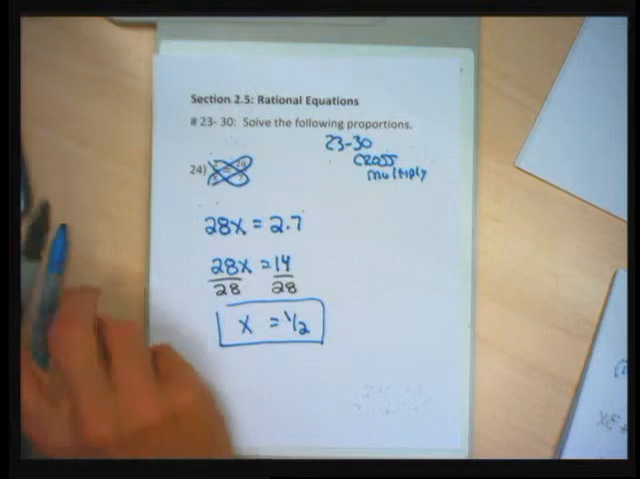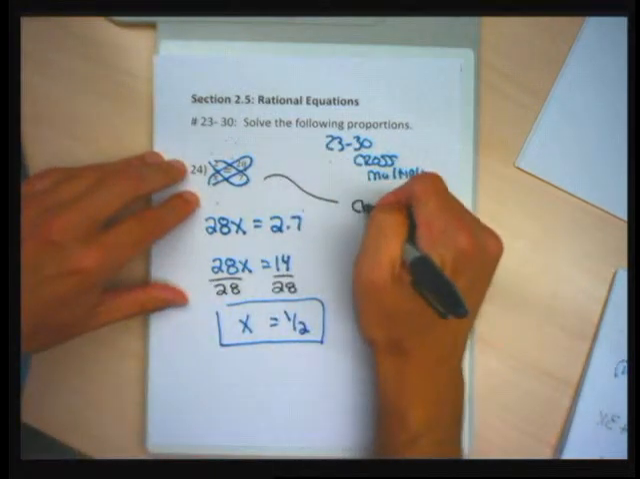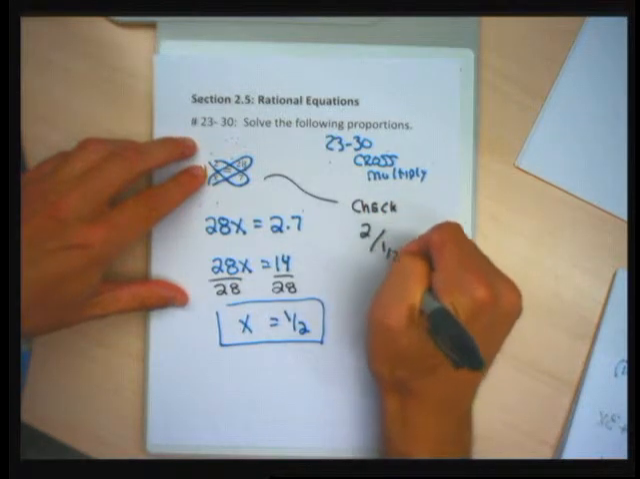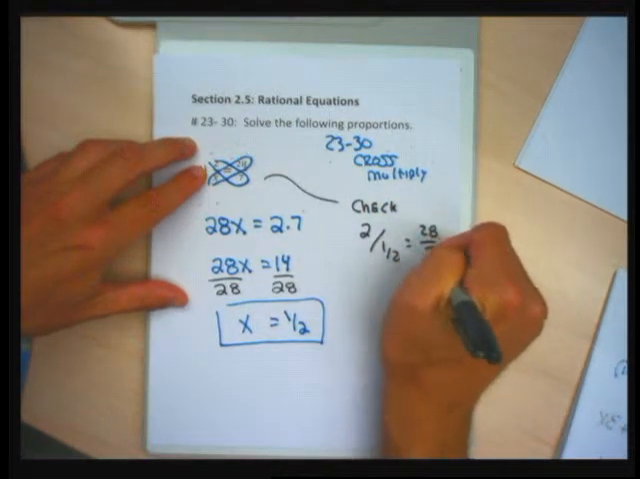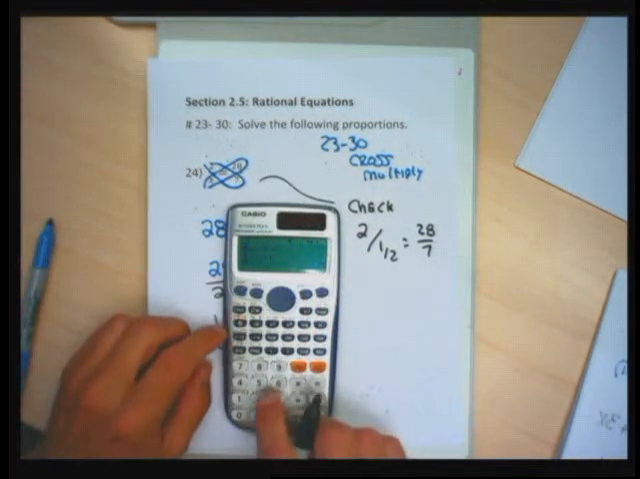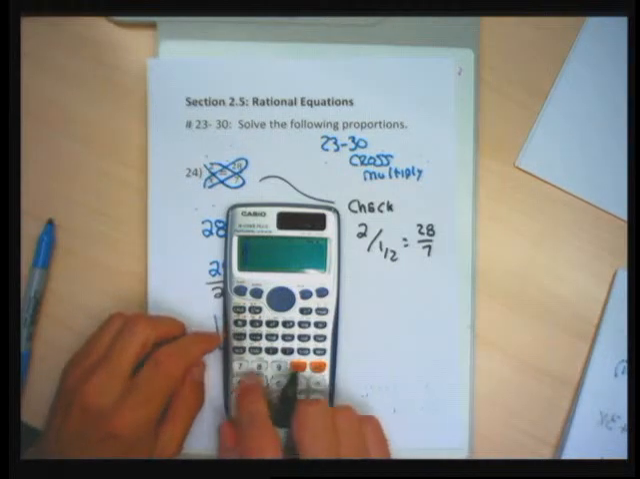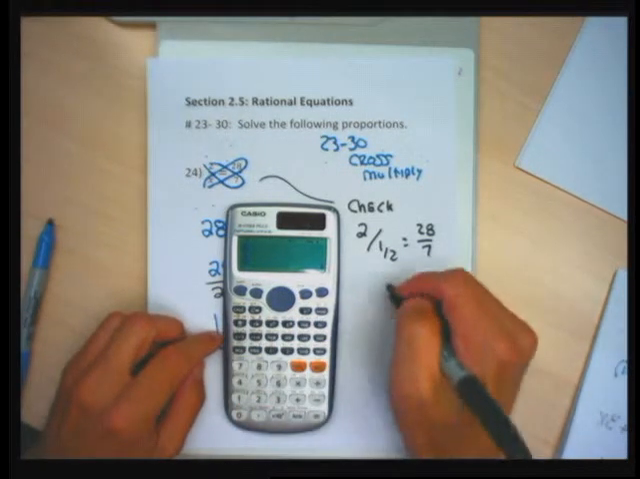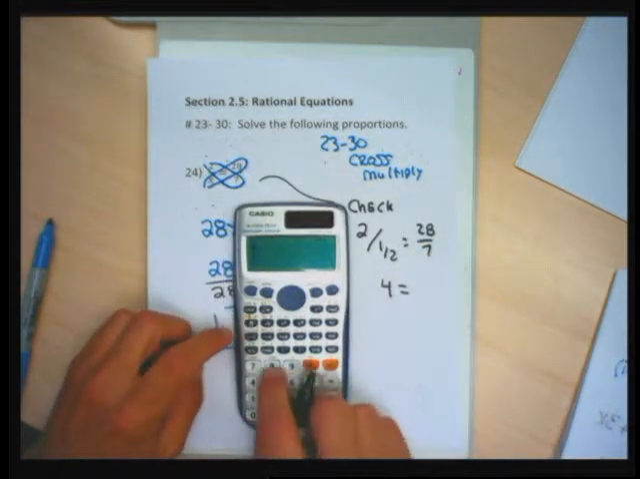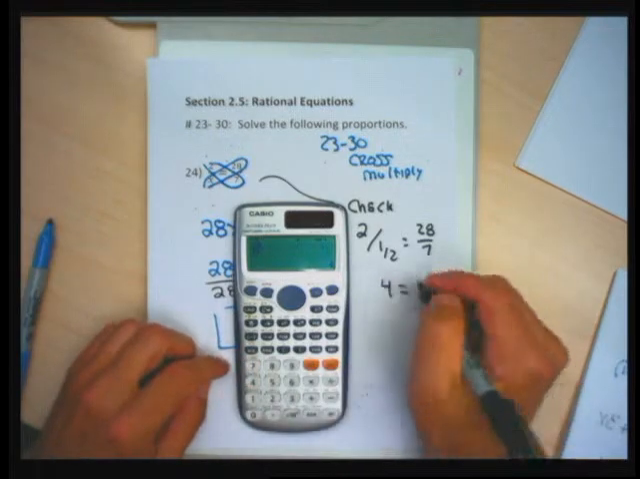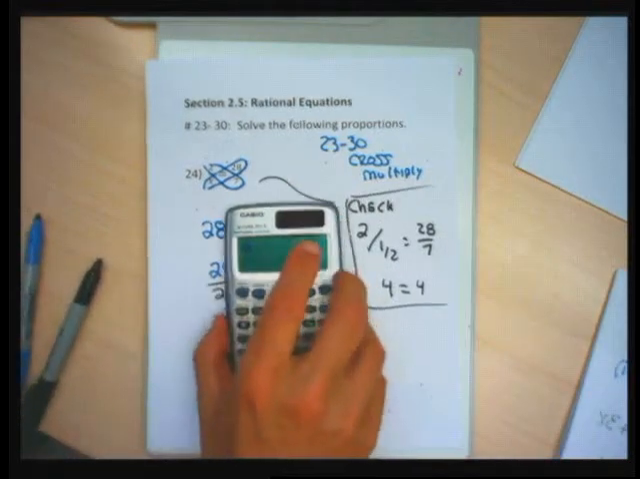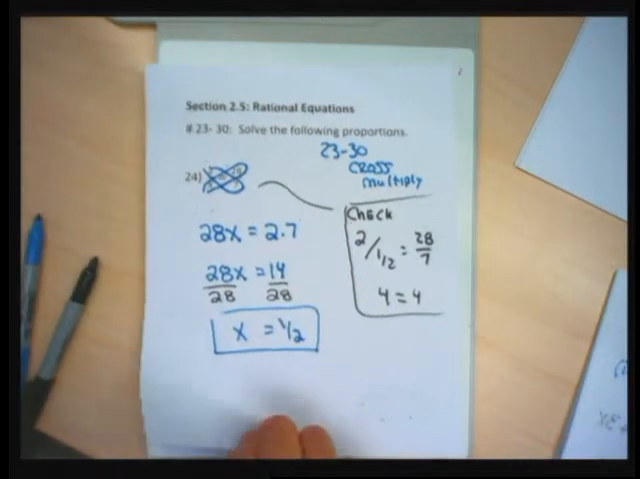I'm going to check. For my checking, I need to have 2 over 1/2 equal to 28 over 7. So let me do the left-hand side first. The left-hand side is fraction 2 over fraction 1/2. Left-hand side reduces to 4. I don't need my calculator for the right-hand side, but I have it, I'll use it. The right-hand side is 28 over 7, which is also 4. So because I have a true statement, I'm done. It took 2 steps. So beautiful.